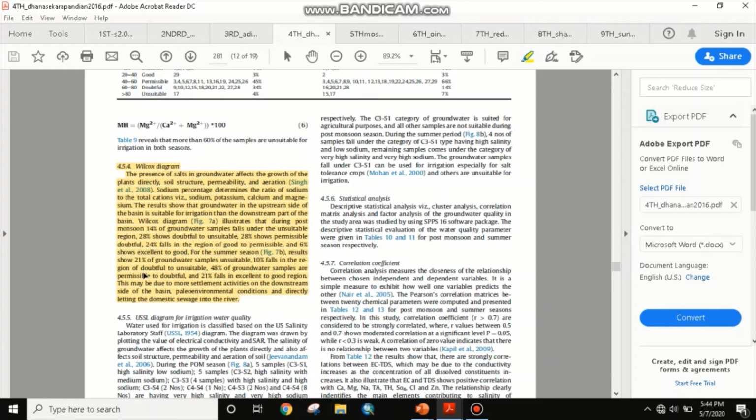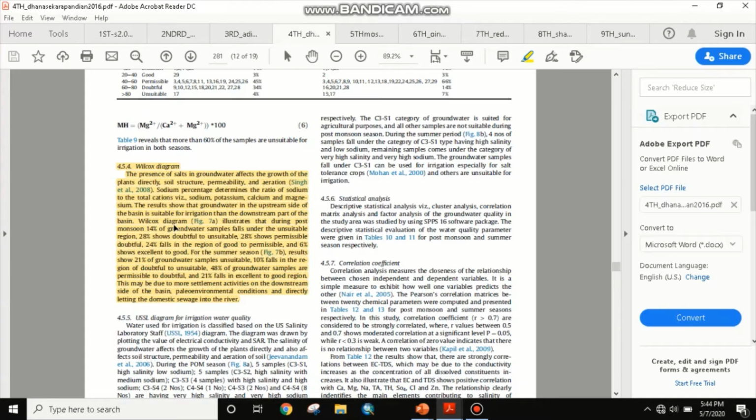Here they have given the interpretation of the Wilcox diagram. What they are saying is that the presence of salts in groundwater affects the growth of plants directly, as well as soil structure, permeability, and aeration. Sodium percentage determines the ratio of sodium to the total cations, that is sodium, potassium, calcium and magnesium. The percentage shows that groundwater on the upstream side of the basin is more suitable for irrigation than the downstream part of the basin.